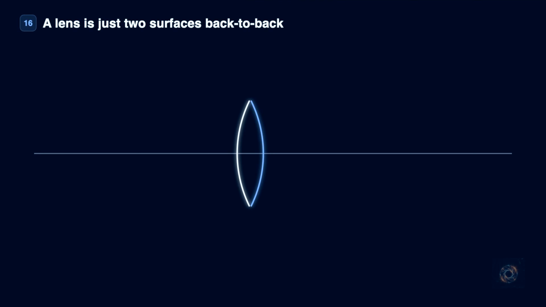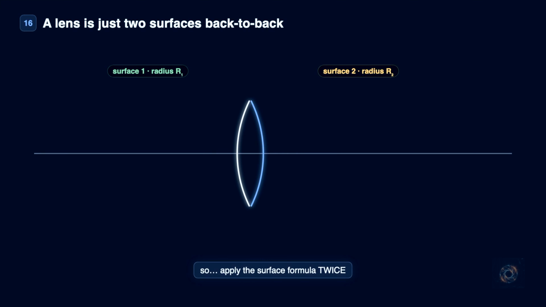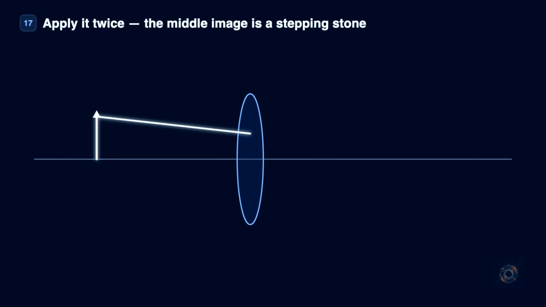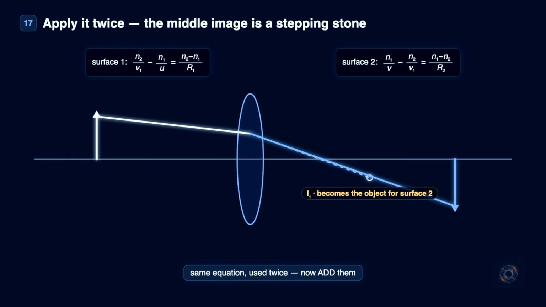Now the payoff. A thin lens is nothing but two spherical surfaces back to back, with radii r1 and r2. So we just apply our surface formula twice. At the first surface, light from the object forms an intermediate image. That image becomes the object for the second surface, which forms the final image. Two applications of the same equation.